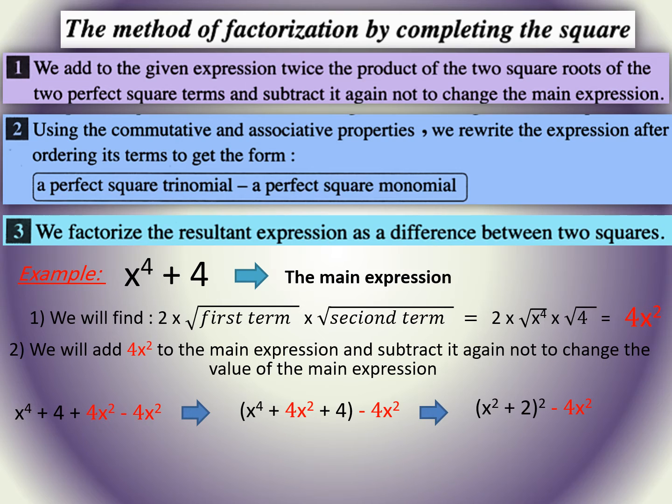Now it is called difference between two squares. Let's factorize it. x power 2 plus 2 minus 2x, and the second bracket x power 2 plus 2 plus 2x. By the arrangement of the expressions, then it will be x power 2 minus 2x plus 2, and the second bracket will be x power 2 plus 2x plus 2.